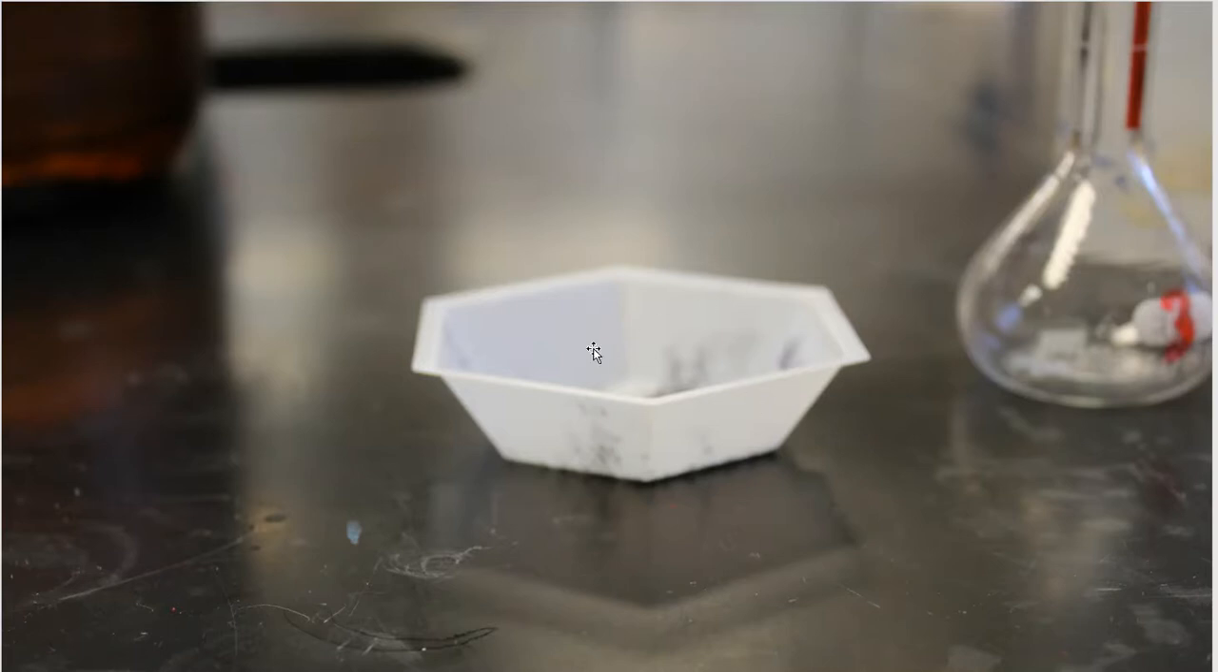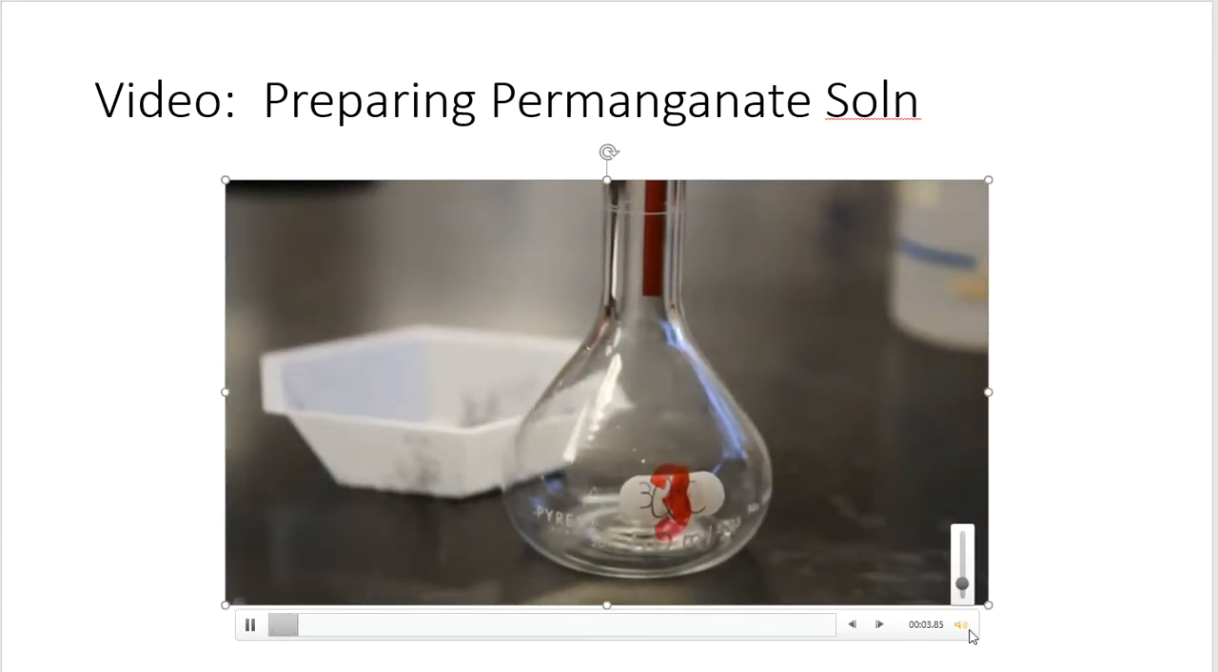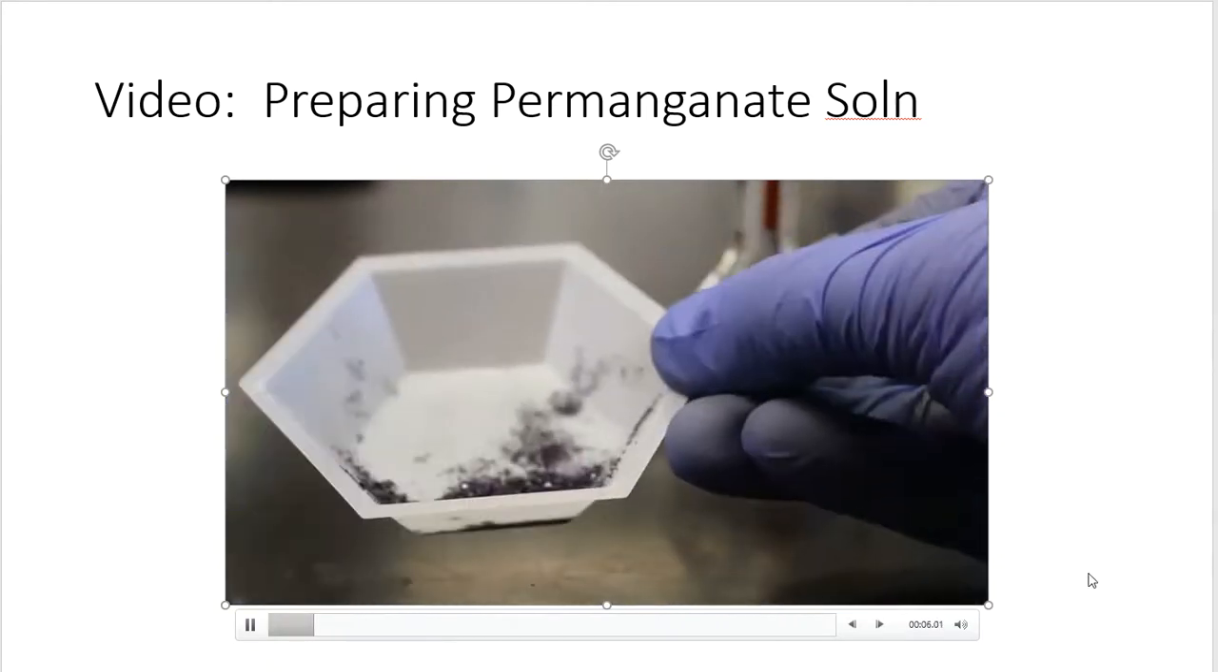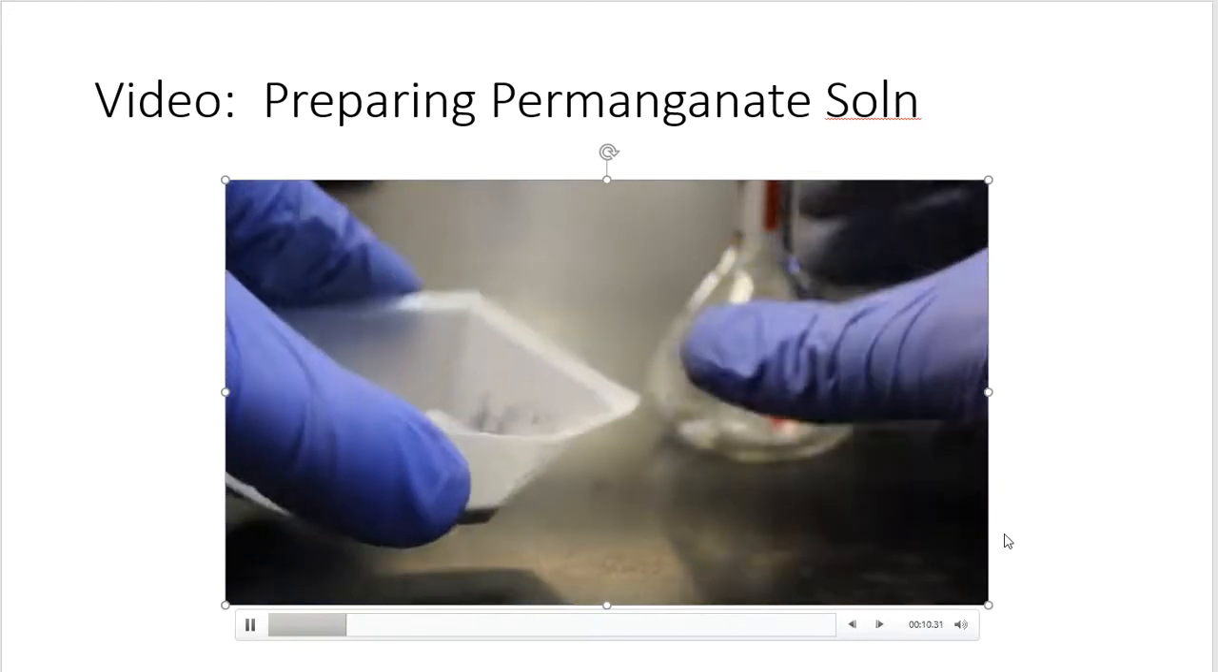Notice I have this weighboat here. I didn't take the inside picture, but my permanganate crystals are on the inside there. So I need to make a solution of permanganate, and I'm going to do it the same way. So let's see what I do. So I'm off to my permanganate solution. I've got my permanganate crystals right here. They look black, but they're very violet, deep, deep purple.